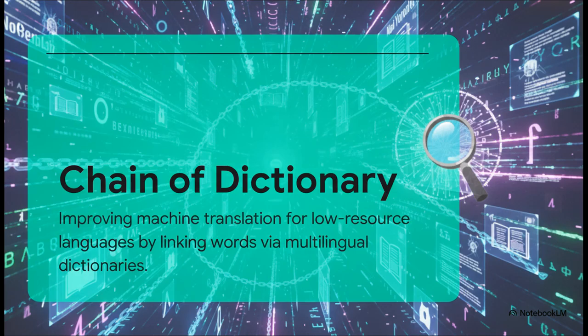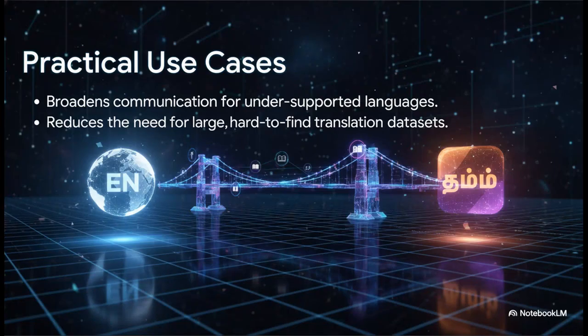All right, let's grab the next tool from the box, Chain of Dictionary. This one tackles a huge challenge in the AI world, translating languages that don't have those giant data sets for the models to learn from. These are often called low-resource languages, and they've traditionally been left behind. So instead of needing a direct, say, English to Tamil translation dataset, which might not even exist, this technique gets really clever. It builds a bridge.